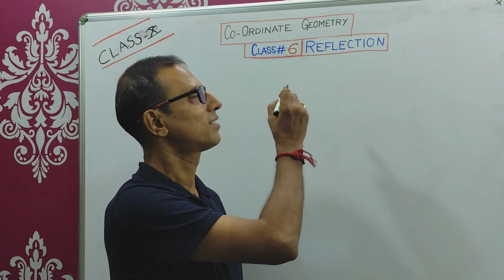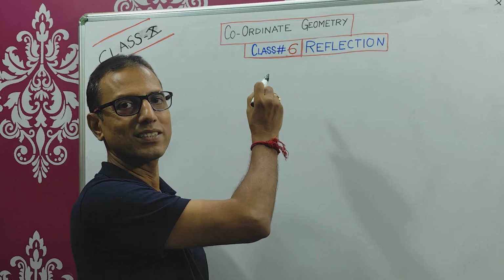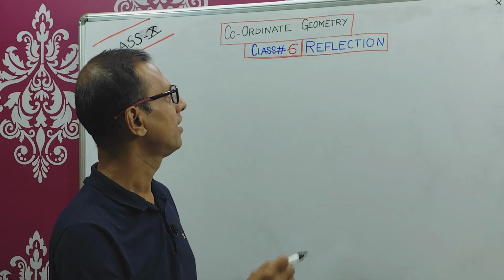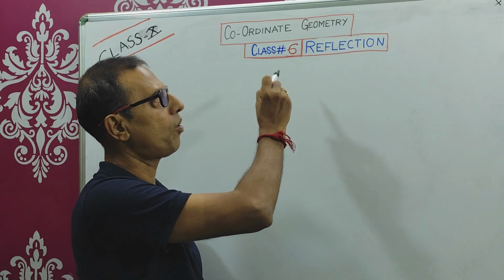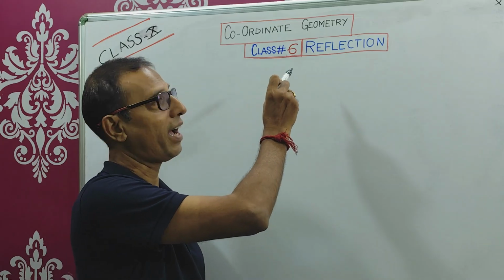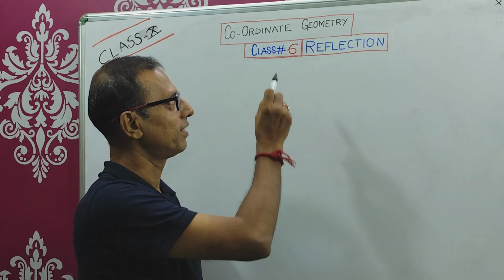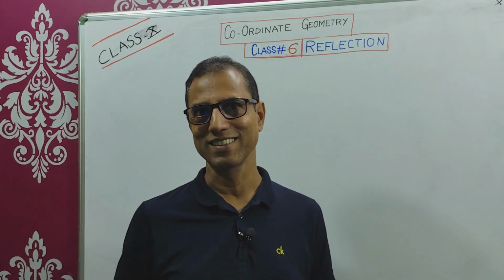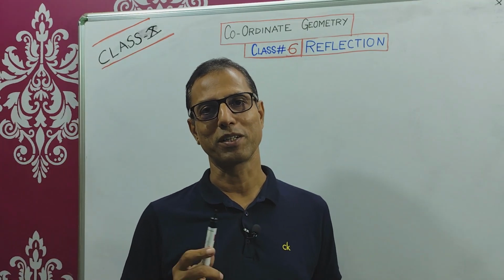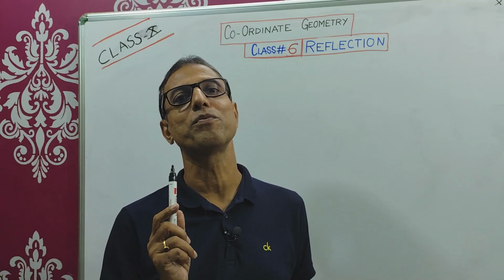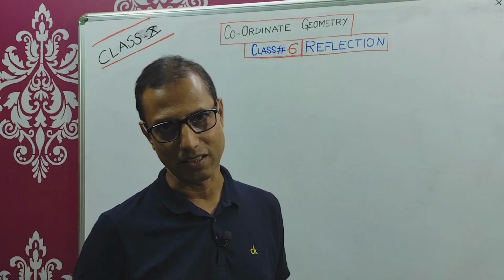So today's last class, this is the last class on coordinate geometry in your class 10 syllabus. These are the major topics I have covered in my last 5 classes. This is the last one and the easiest one I am going to cover. This is called reflection. Yes, what you are already thinking, this is the reflection of physics. That's the concept used.